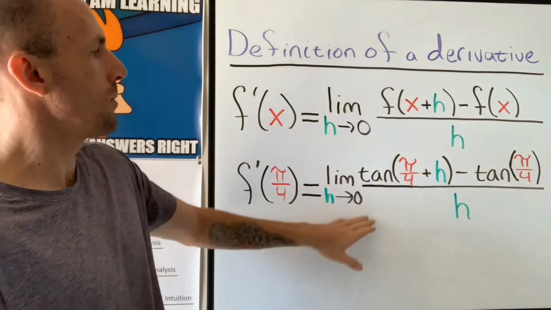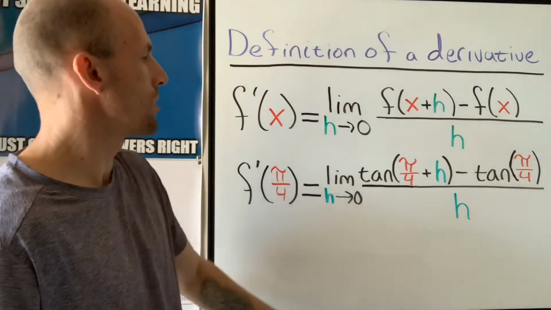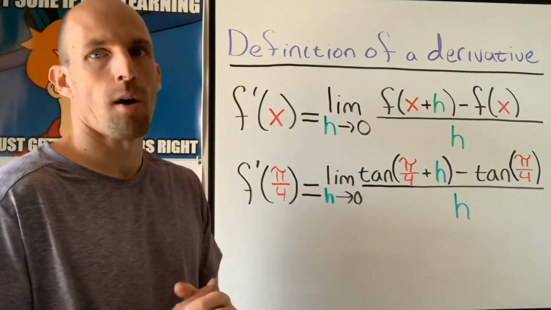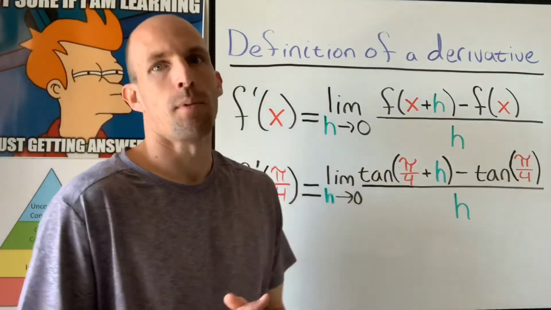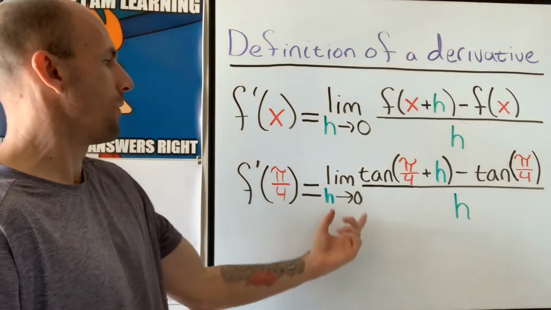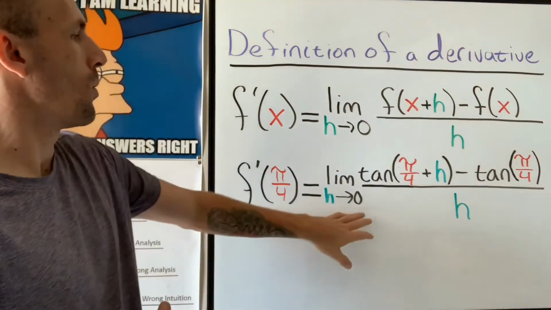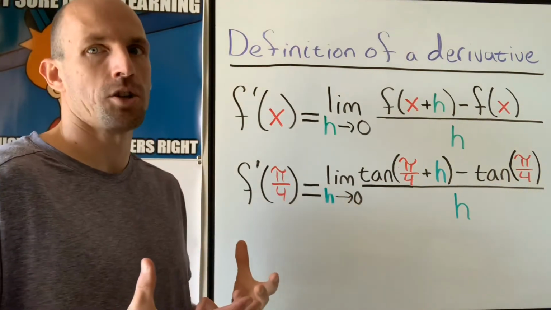The exact same structure here. Instead of f of x plus some arbitrary change in h, we've got tangent of pi fourths plus some arbitrary change in h minus tangent evaluated at pi fourths. And then if we were to shrink that down to 0, we could get a value, but we would run into the problem of dividing by 0. So we're going to go with the definition.